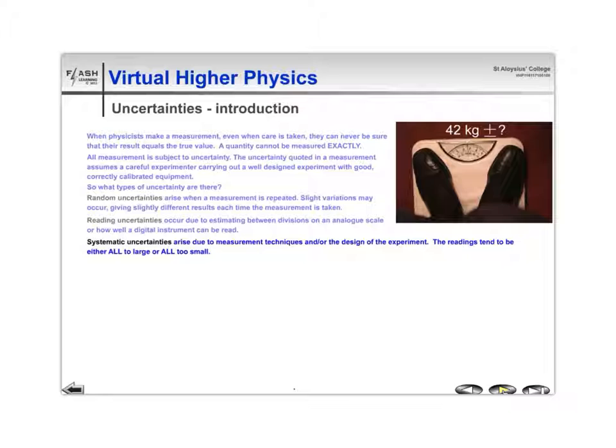And then lastly, there's systematic uncertainties, which are due either to incorrect use of equipment or perhaps faulty equipment itself. A good example of that would be if you didn't zero a set of scales before you used them. So all of the readings might be too high or they all might be too low in that case.